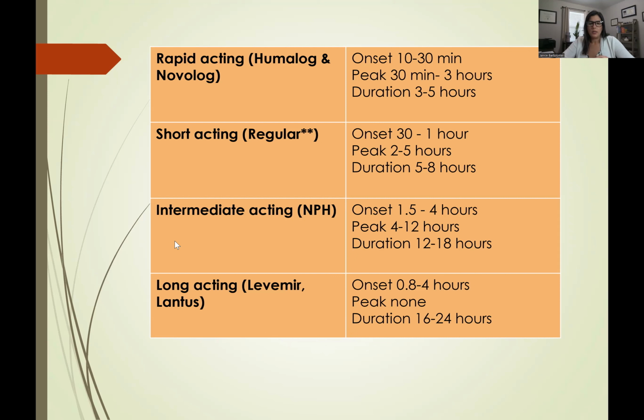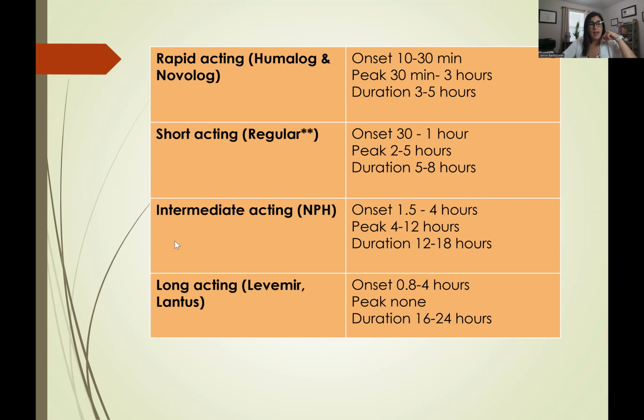What else did I want to tell you about it? Rapid insulin, like Humalog, is the one that you see most in the hospital. And usually patients get covered with either Novolog or Humalog for their meals and also for bedtime.